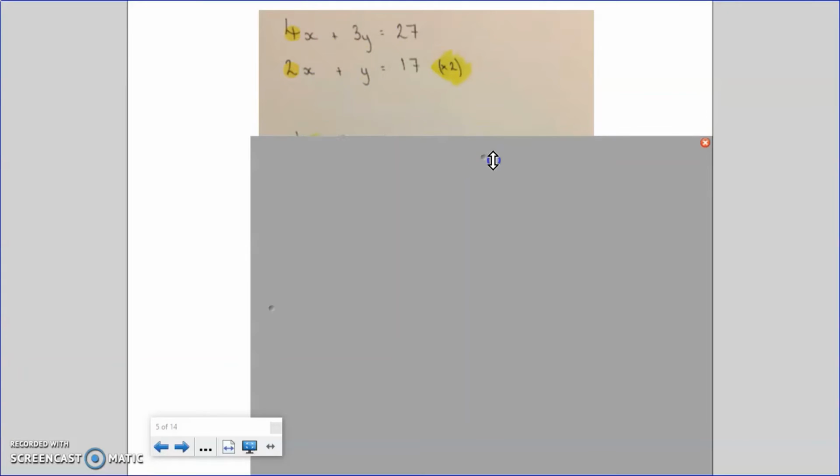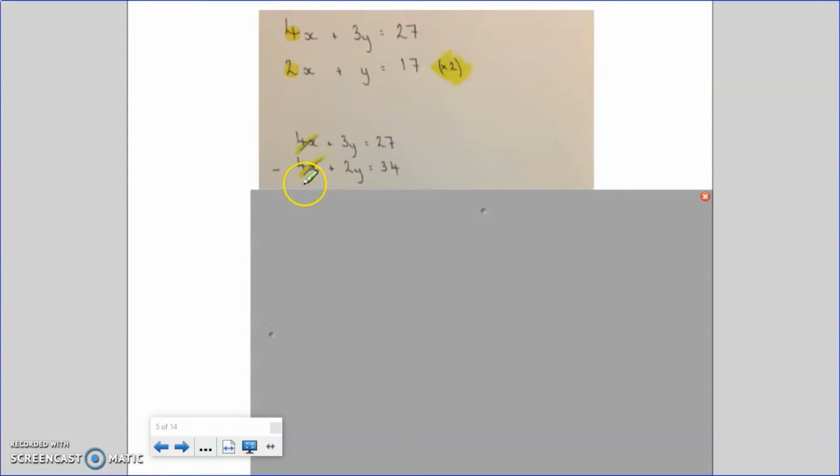So if I rewrite my question after the manipulation, my second line now looks like this. Everything has been times by 2: 4x plus 2y equals 34. Because I want to remove the variable x, I'm going to subtract to leave myself with 0x. 3y take away 2y leaves me with 1y. 27 take away 34 leaves me with negative 7. So I'm halfway through the question. The y variable is negative 7.